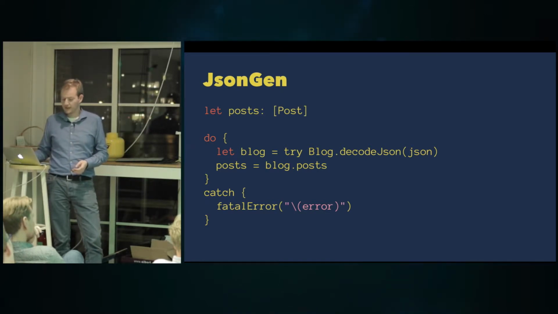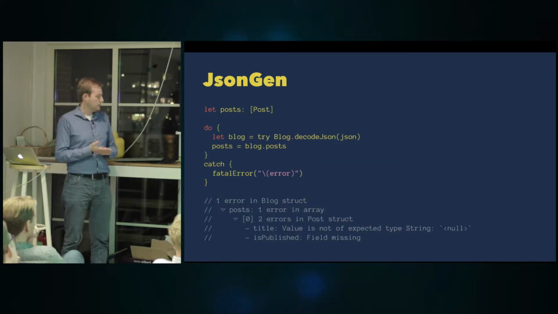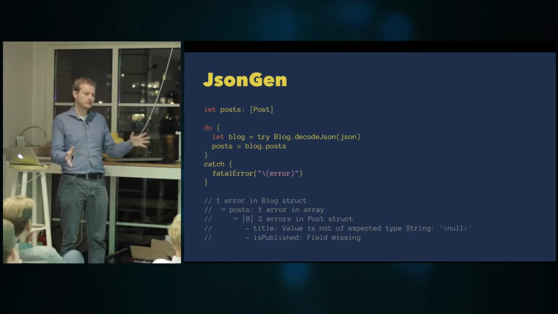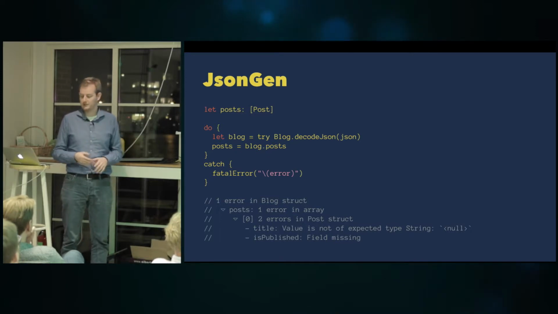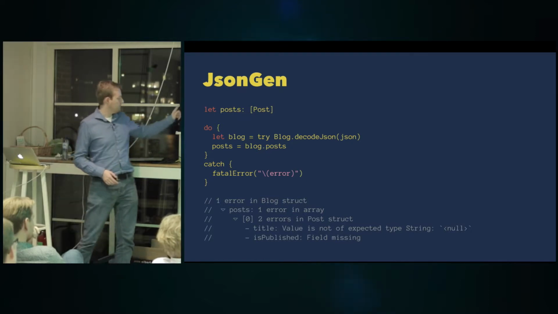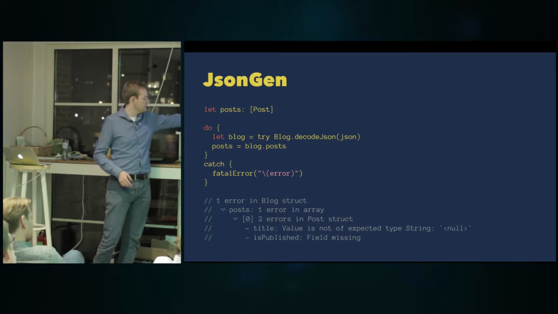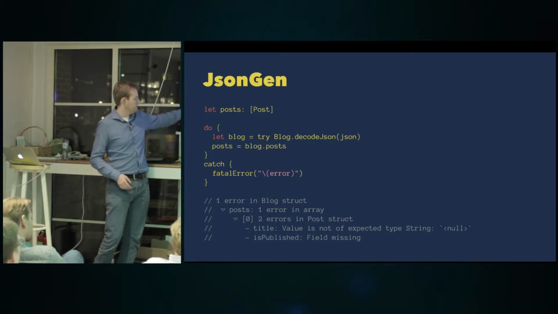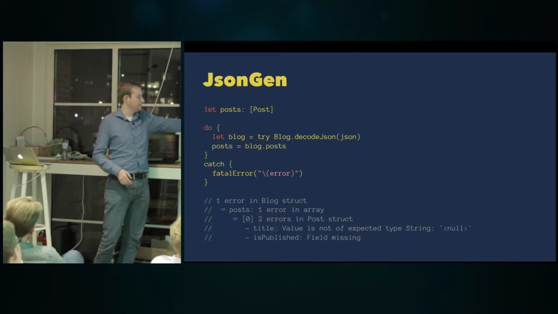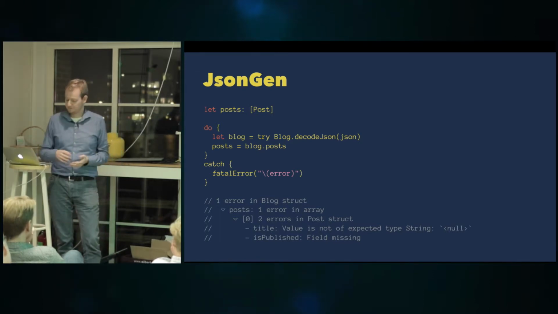And then the error handling. This is an error that can be thrown, and it has two features I like. It collects all the errors, so it doesn't stop at the first error it encounters, and it shows you the path to the error. So at the top level, there's one error in the blog struct. In the post fields, there's one error in the array. At the first element, index 0, there are two errors in the post struct. The first error is for the title field, the value is not the expected type, and the second is that the published field is missing.